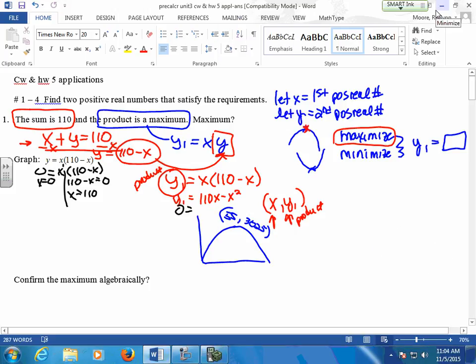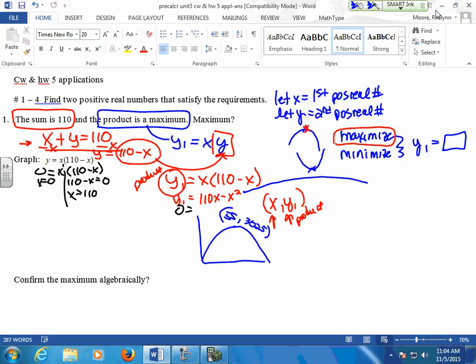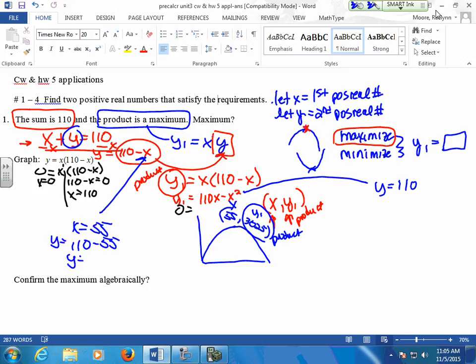Okay, now, watch up here for one second. Algebraically, here's my graph. Oh, I'm sorry, we didn't finish this exactly. This was my x value. This is my y1. This represents my product. Now, take this back here. x is my first variable, my first positive number. My second one is this, y. So I bring this 55 back into here, and I say y equals 110 minus 55. Oh, that's also 55.